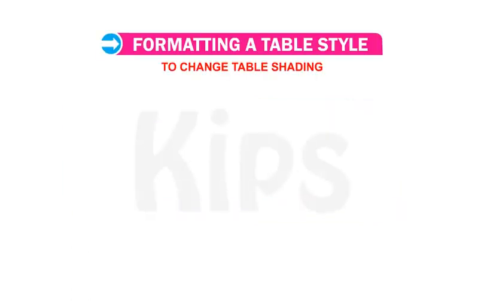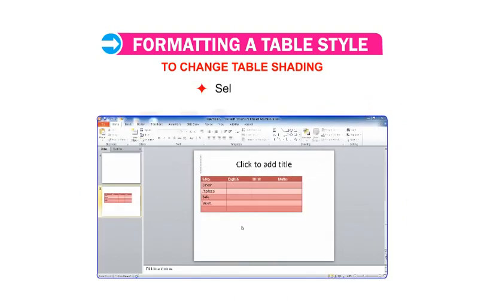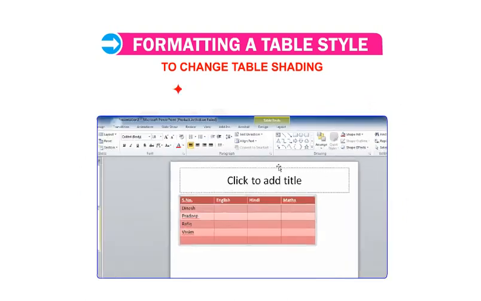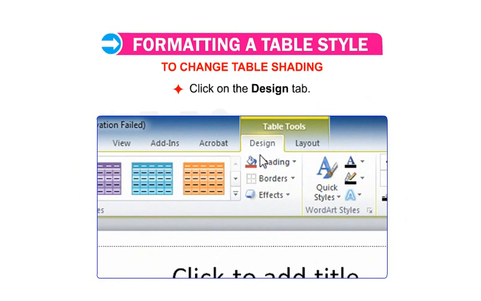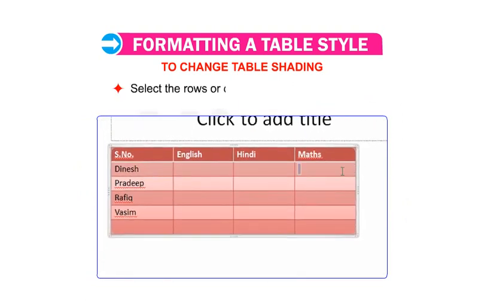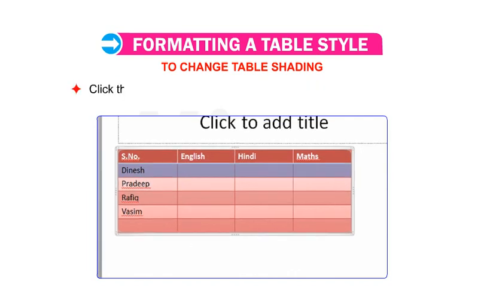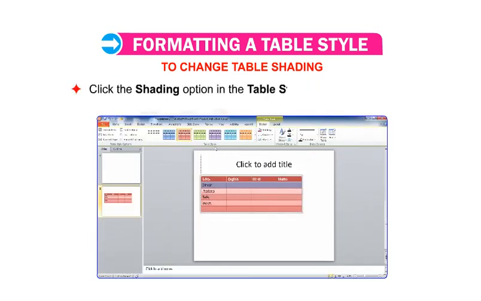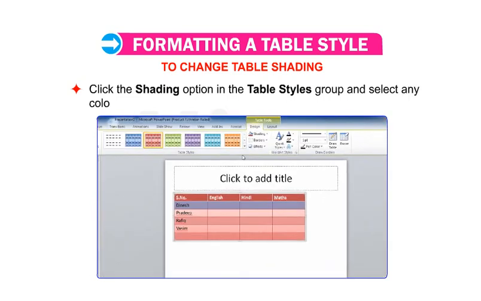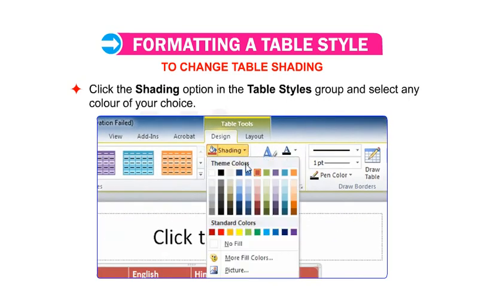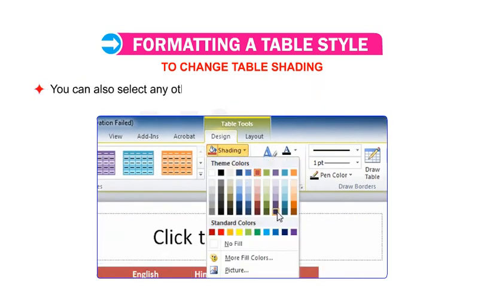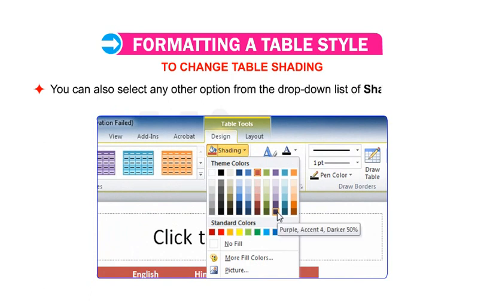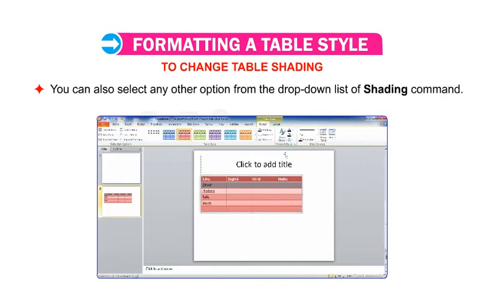Let me tell you how to change table shading. Select the table. Click on the Design tab. Select the rows or columns that you want to modify. Click the Shading option in the Table Styles group and select any color of your choice. You can also select any other option from the drop-down list of the Shading command.